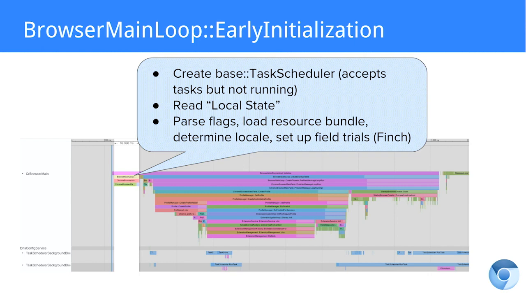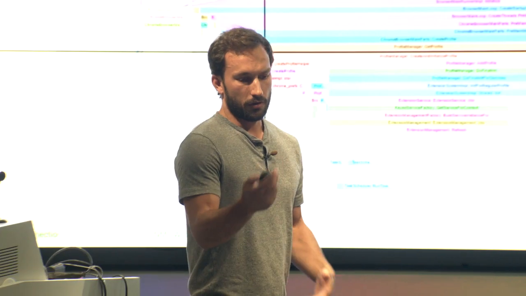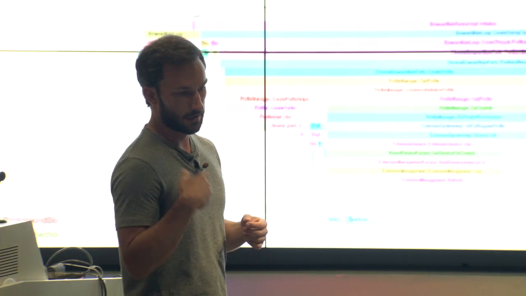So field trials, also known as Finch, which you probably hear about today in Life of a Feature, is a way to set up experimentation. So we load your experiments super early so that we can even do startup experiments where we say, enable this feature or not. We determine your locale. We load the resources.